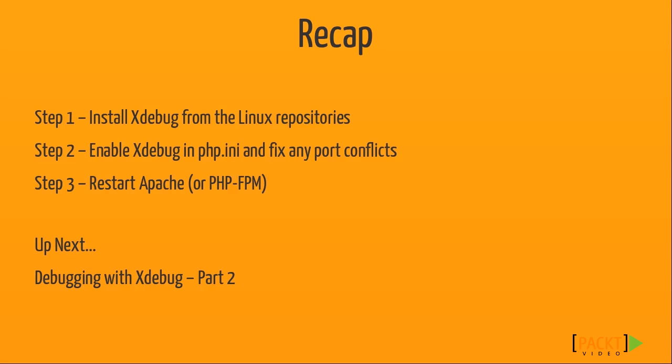So let's recap. Xdebug is a PHP extension that is installed from our Linux server's software repositories. After installing the extension, we had to configure it in the php.ini file and fix the port conflict that it has with PHP FPM's port 9000 by default. Once our configurations were complete, we had to restart our PHP FPM process in order for those configuration changes to take effect on the server. Coming up next, we'll continue setting up our Xdebug environment, so stay tuned.